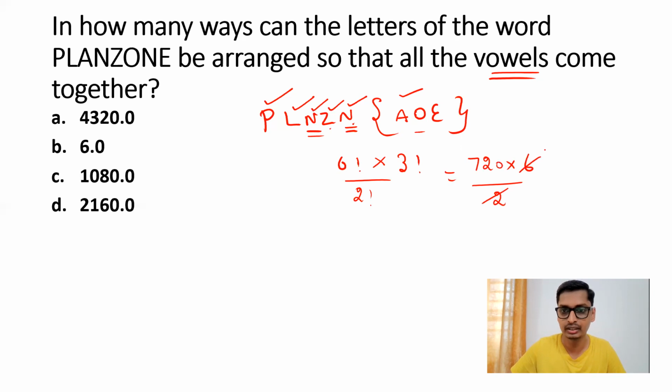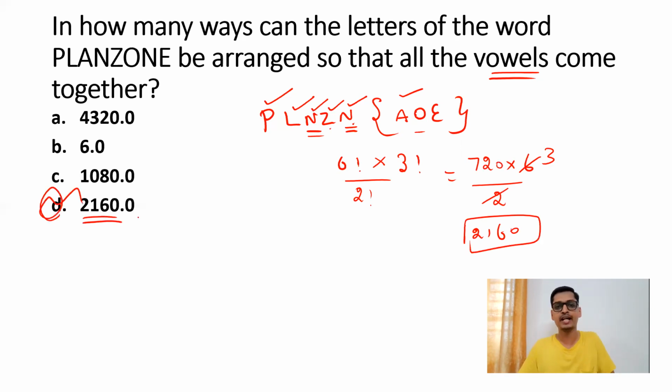Now if you solve it, you get 3 times 720, right? It is 360, and 6 times 360 is 2160. So this becomes your answer, option D. So the letters of the word PLANTZONE can be arranged where vowels come together in 2160 ways. So this becomes your answer. We go to the next question.